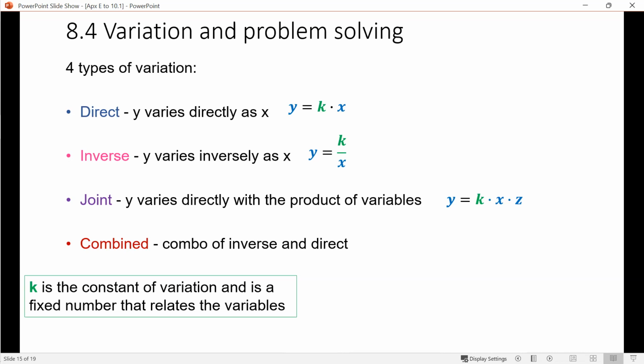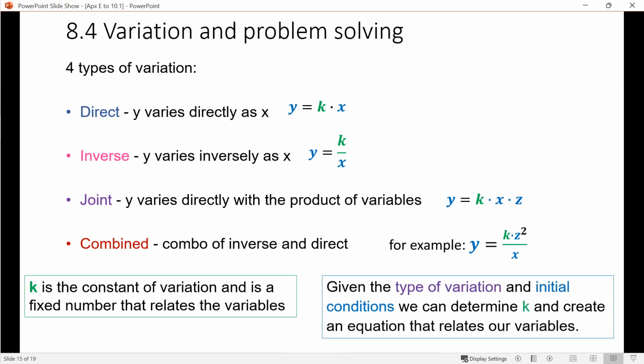Finally, we have combined variation. That's going to be some combination of inverse, direct, and joint variation. The formula for this will change depending on your situation. For example, you might have that y varies directly with the square of z and inversely with x. And in that case, we would get this equation, y equals k times z squared over x.